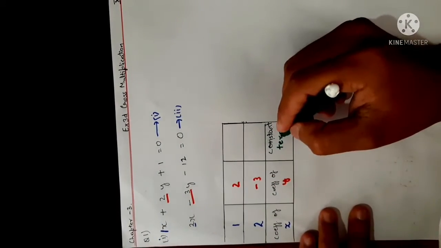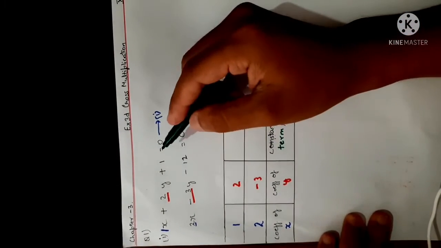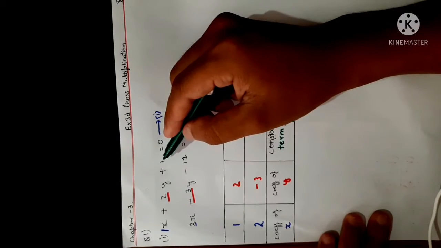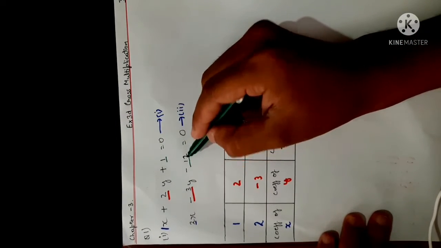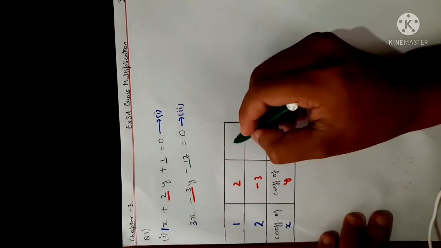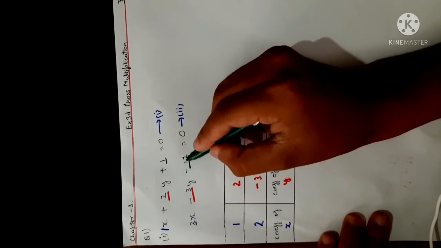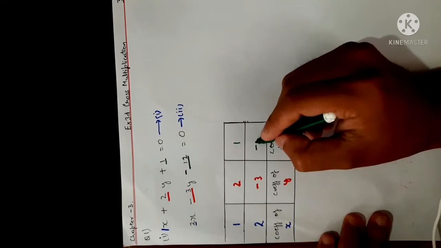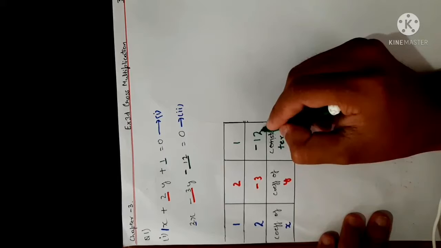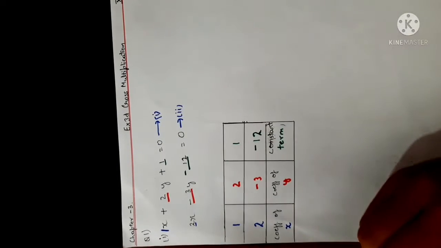Next, the constant term. Remember, constant term means those terms which do not contain any variable. Which terms do not contain any x or y? It is this term and this term. So 1, and in equation 2, the constant term is minus 12. Remember, we have to write this minus 12, not just 12. So here we have coefficient of x, coefficient of y, and the constant term.